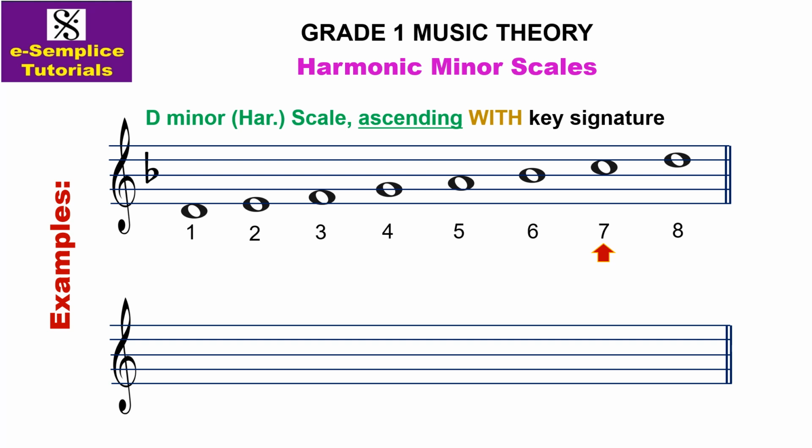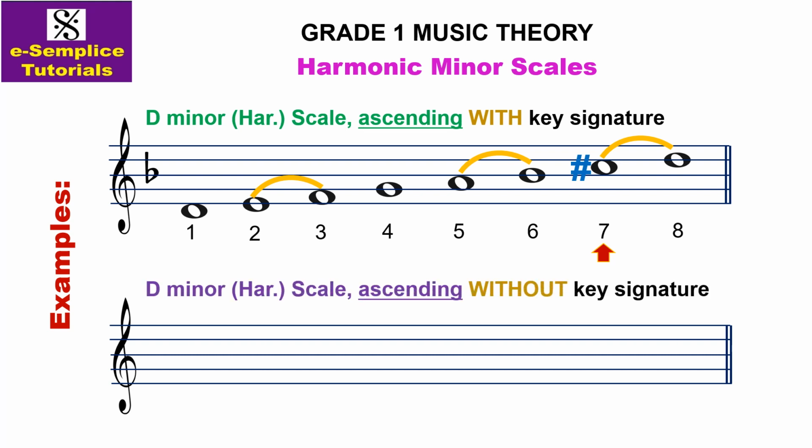Now if you raise C, which is the 7th degree or the 7th note, it becomes C sharp. Let's slur the semitones. Remember, the slurs will be at degrees 2/3, 5/6, 7/8, because this is an ascending harmonic minor scale. Let's take another example.